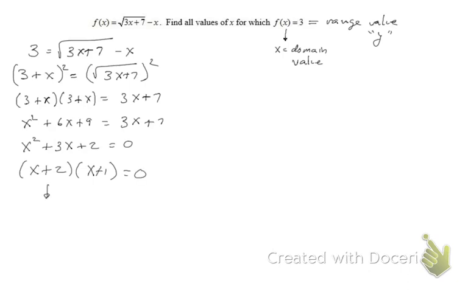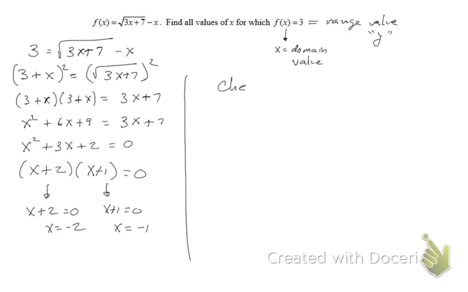And then from here, I can set each of the factors equal to 0. x plus 2 is equal to 0 gives x equals negative 2. And if x plus 1 is 0, then x will equal negative 1. So I need to be really careful now, because this started as a radical equation, and there's a possibility that one or both of those roots might be extraneous solutions. They might not make the equation true. So I need to do a check on both of those.